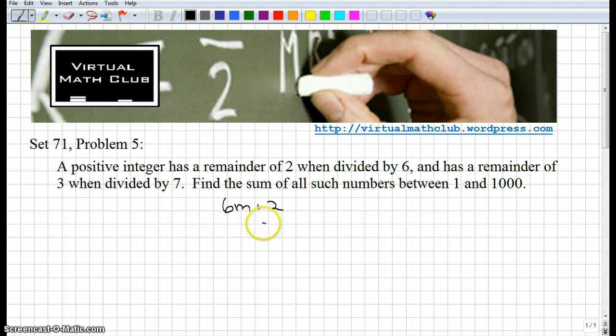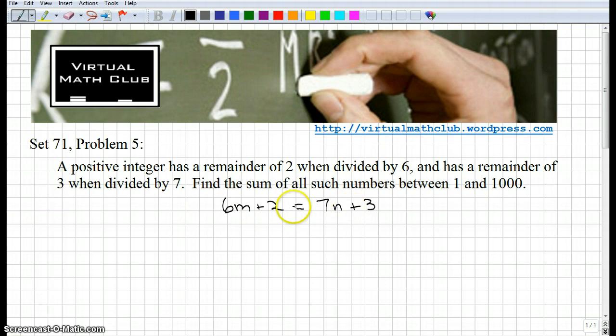Okay? So we have an integer that's a multiple of 6 plus 2, and it is also a multiple of 7 plus 3. Same integer, that's why I set them equal to each other. It's a multiple of 6, 6m, plus 2. Some multiple, I don't know what the multiple is. And then it's also a multiple of 7. I used n in this case because it's not the same multiple as the multiple of 6. So it's some multiple of 7 plus 3. So it has to satisfy both of these criteria.